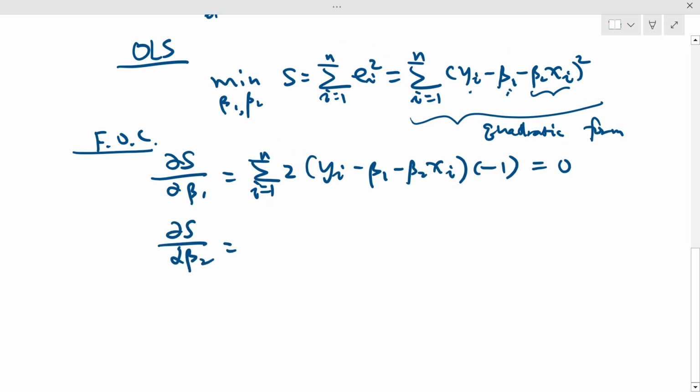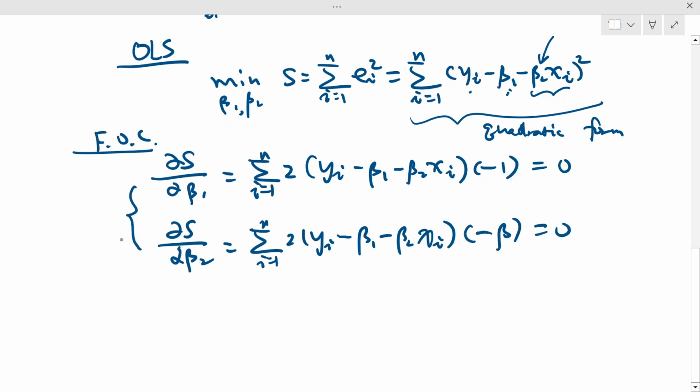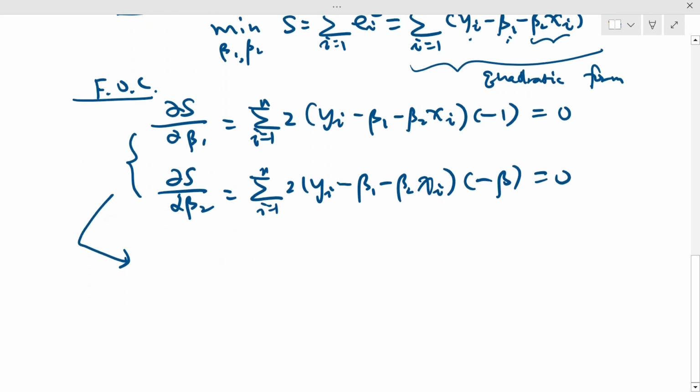Beta 2. Similarly, now beta 2 is in here, minus beta 2. We can do some sort of reduction. We can divide both sides by negative 2. We cancel out the negative 2. So we get these two equations.